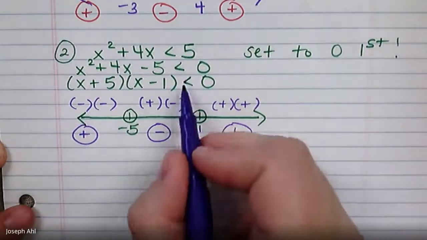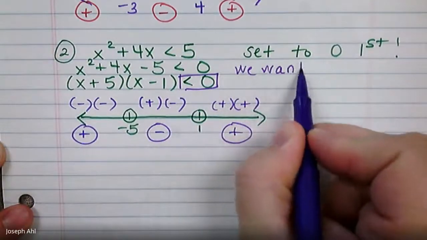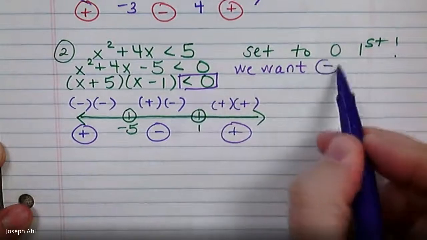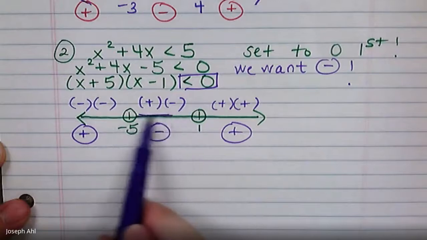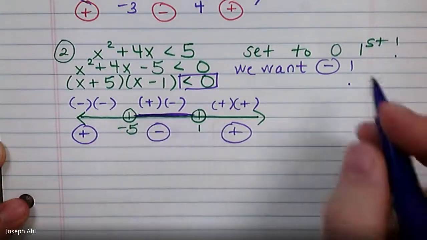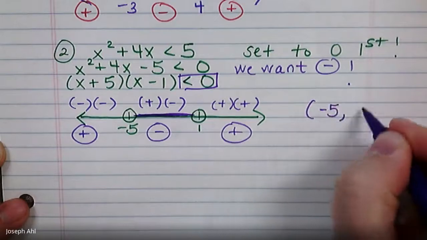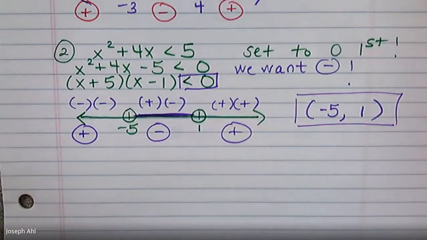What was I actually looking for? I'm looking for less than 0. So what do we want in this case? We want this to be less than 0, which is negative. And the negative region is everything between negative 5 and 1 without including those. So the way we would not include those is by using parentheses. The solution set for number 2 is everything between negative 5 and 1, excluding those values.